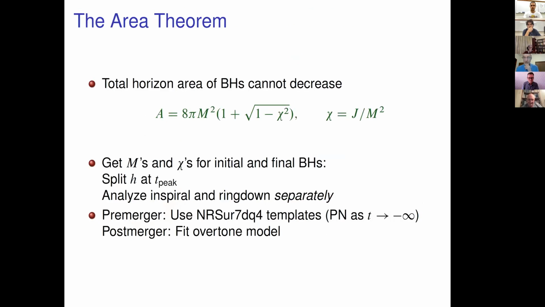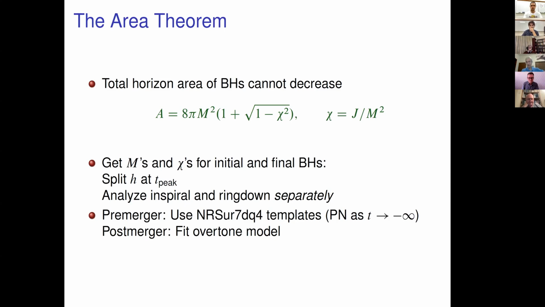What about the area theorem? So remember, the area theorem says that the total horizon area of black holes cannot decrease, right? So again, we assume the Kerr formula for the area depends only on mass and spin. So the idea of this test is you try to get the masses and spins for the initial black holes and the final black holes, but you have to do that by separate measurements, right?